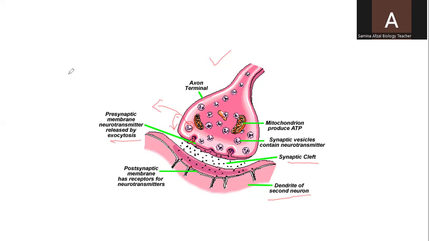So these receptors have complementary shapes for these neurotransmitters. So in this way, they are transferred from one neuron towards the other neuron. In this way, the messages are sent from one neuron towards the other neuron.